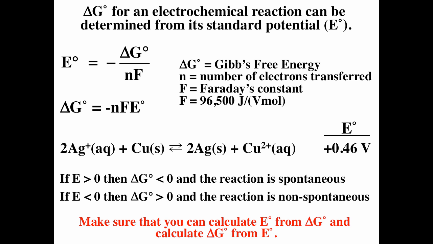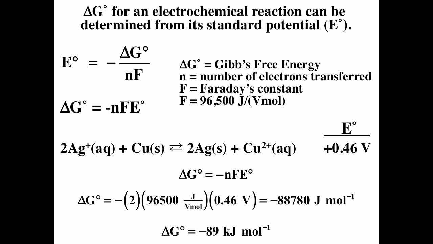And so you should make sure that you can calculate E naught from delta G naught and calculate delta G naught from E naught. It's pretty straightforward: delta G naught is minus NFE. Now if we look at the reaction, again, N is the number of electrons transferred. The number of electrons transferred equals the number of electrons in the oxidation step, which equals the number of electrons in the reduction step.